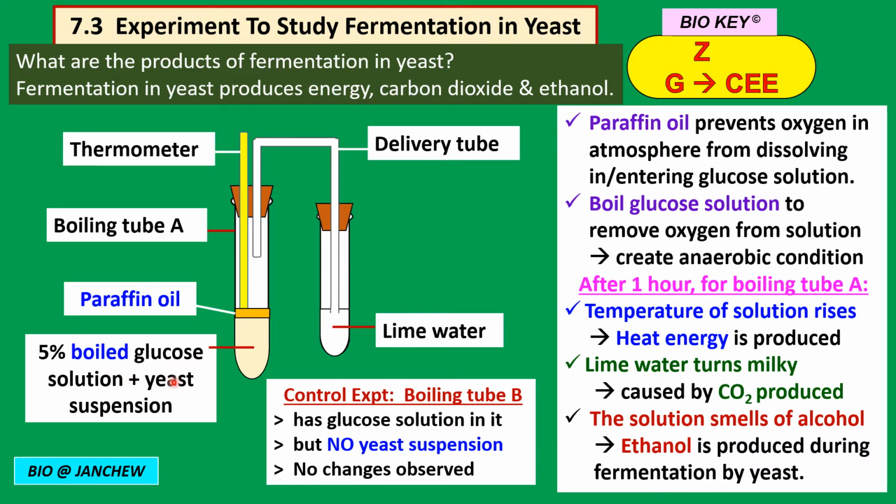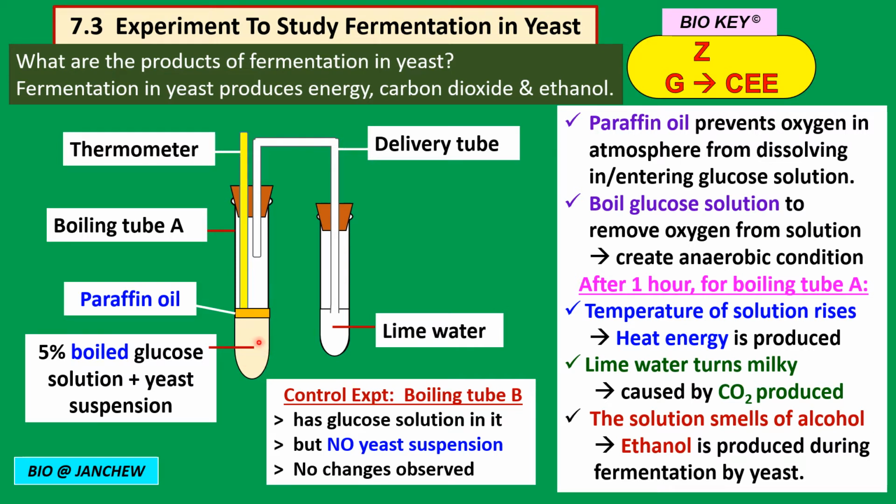Another fixed variable is the anaerobic condition produced, okay, at the beginning of the experiment, so that the yeast can carry out fermentation. Okay, so we're going to see how anaerobic condition is produced. Anaerobic means without oxygen, so it's a condition that has no oxygen in it, like the boiled glucose solution. How do we get rid of the oxygen from it?